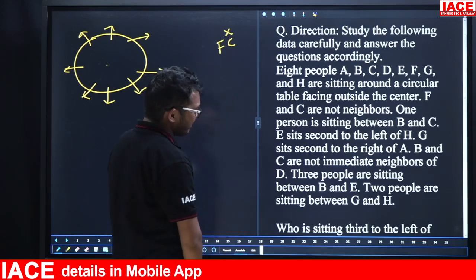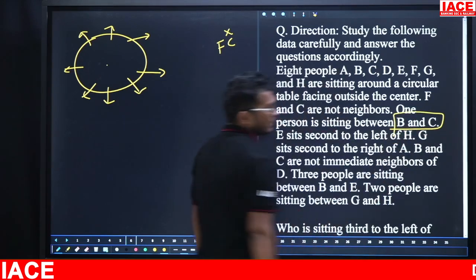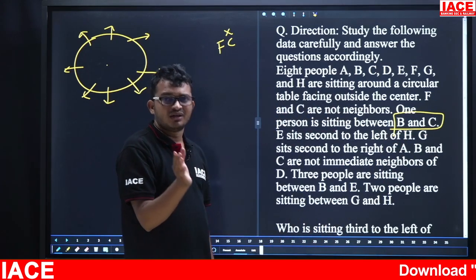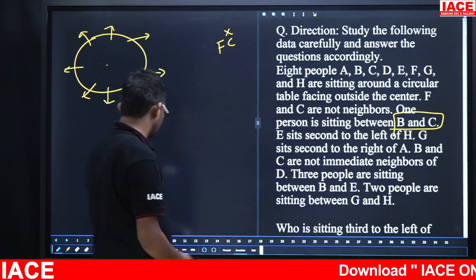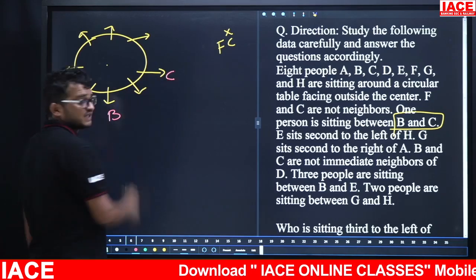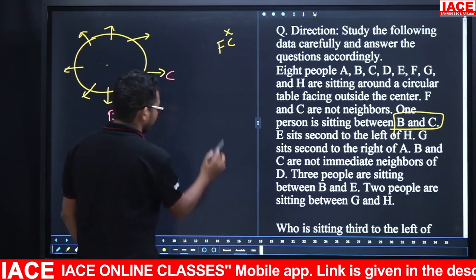Next, one person is sitting between B and C. Between B and C we have one person. So between B and C there is one person, but we don't know clockwise or anticlockwise. One possibility is anticlockwise, the other possibility is clockwise. Between B and C one person, otherwise take the other possibility.